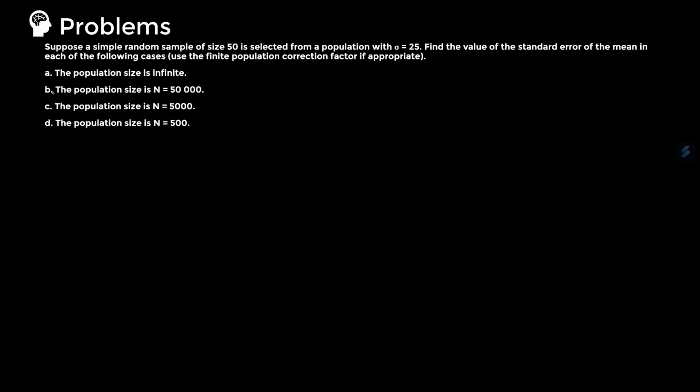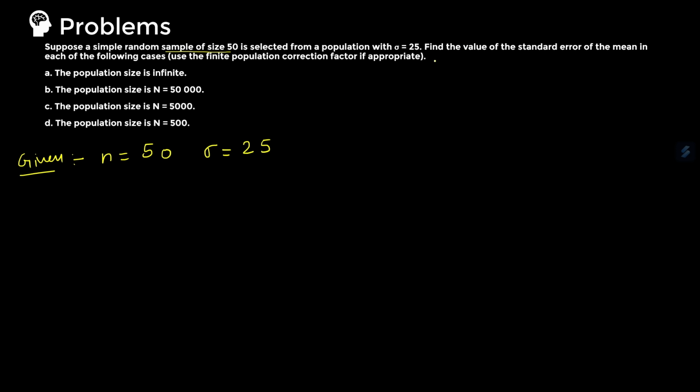Okay, so this another problem is saying that suppose a simple random sample of size 50 is selected from a population. So we will write the given information. What we have: sample size, small n, which is 50 in this case, selected from a population with sigma 25. We have our standard deviation as 25.